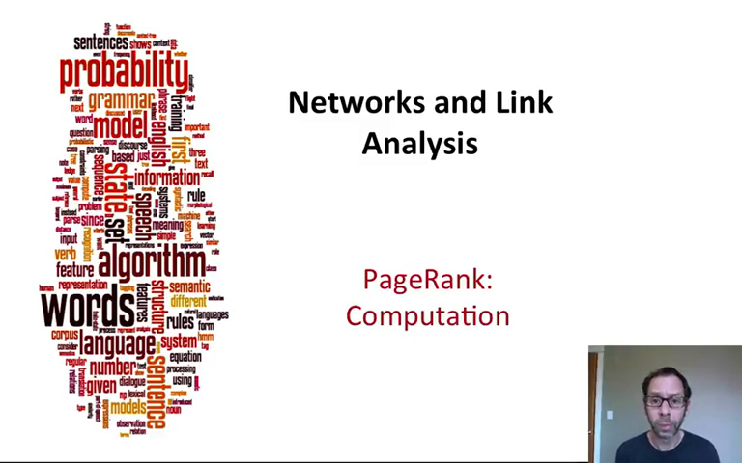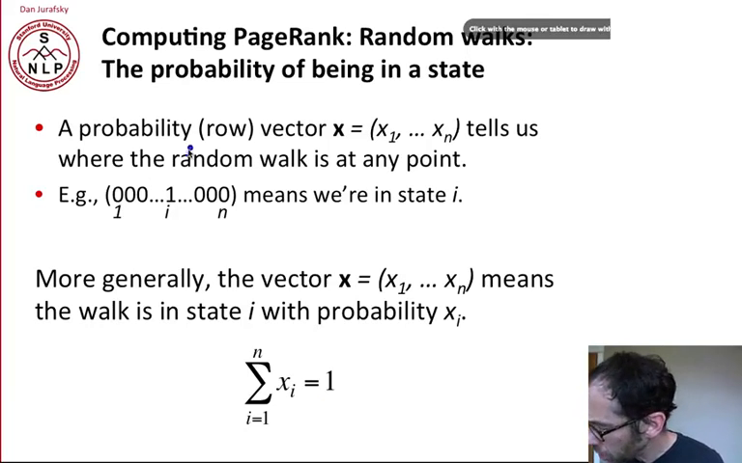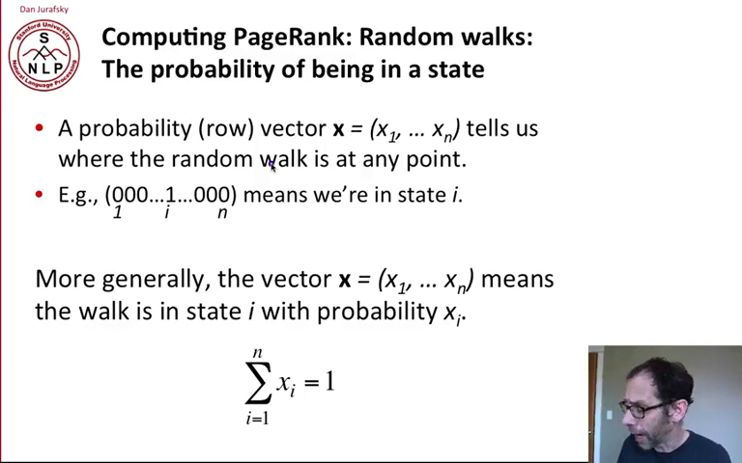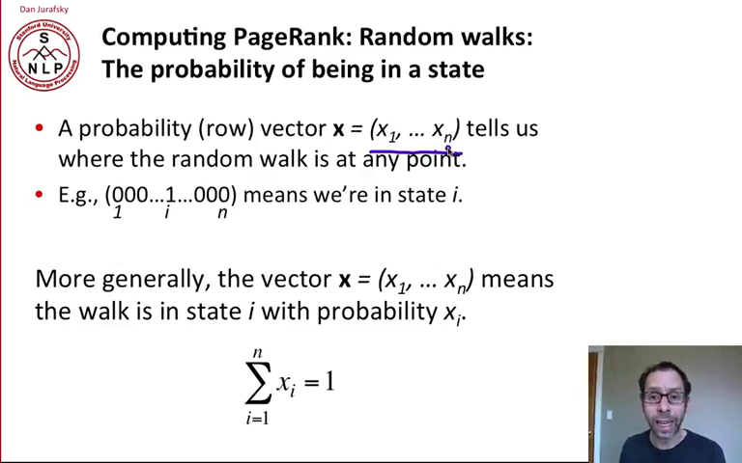Okay, let's think about how to compute PageRank itself. And to do that, we're going to have to think about what it means to be in a random walk. So let's introduce a probability vector, row vector, x, and x will tell us where the random walk is at any point. So let's start with a simple version of x.